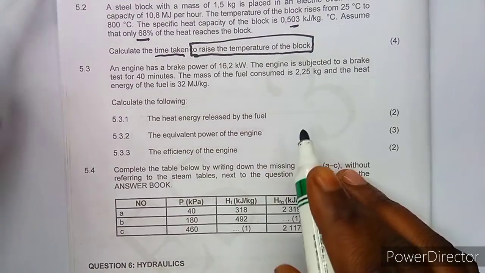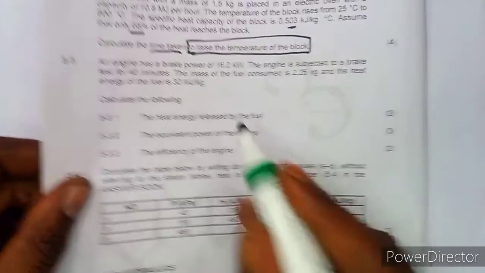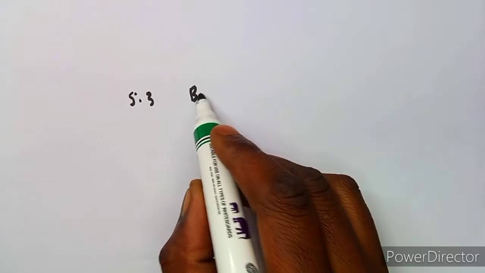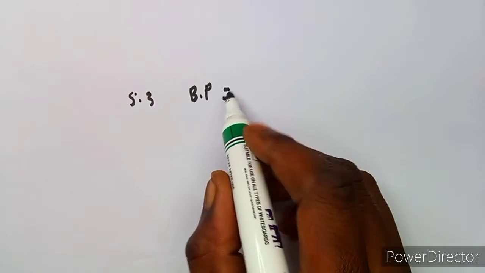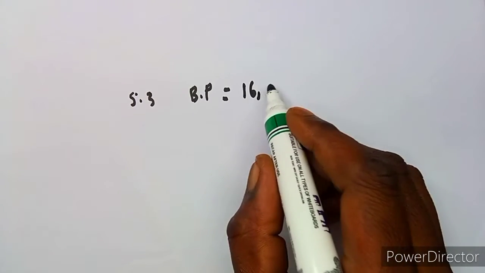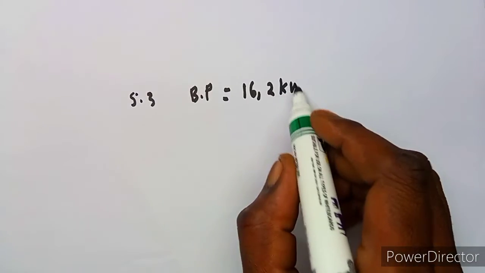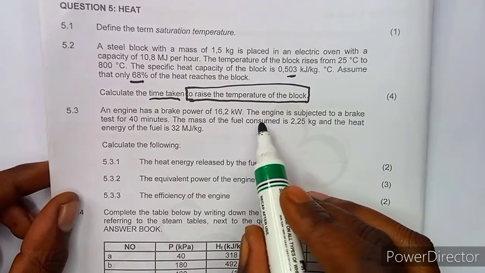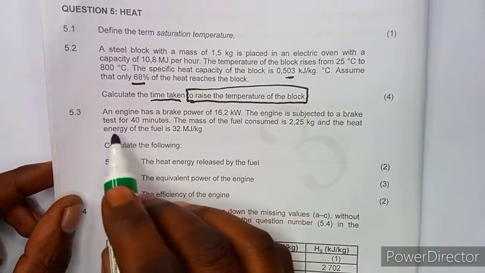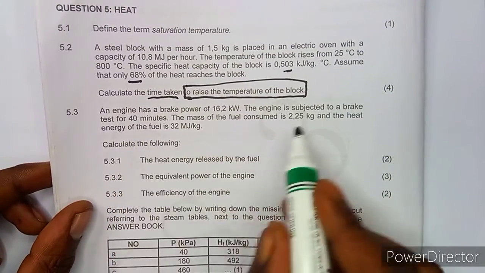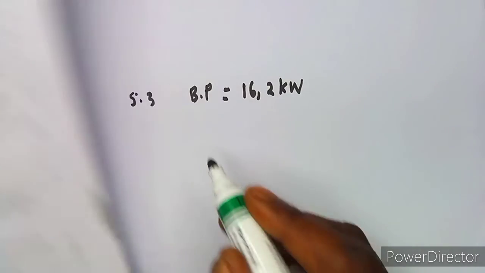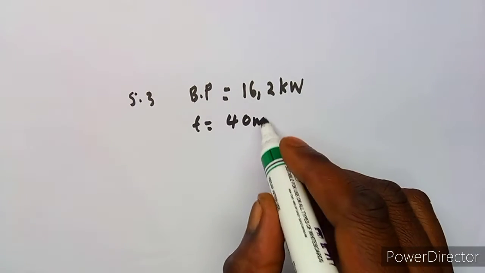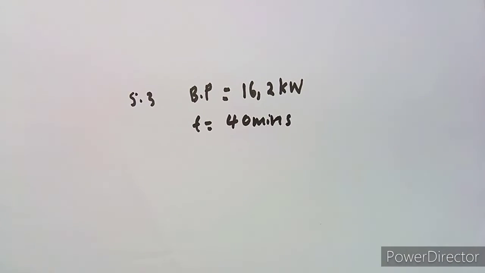All right, so let's take the information. The brake power, this is 5.3. So we are given the brake power. I'm just going to write it as BP, which is 16.2 kilowatts. All right, what else do I have? The engine is subjected to a brake test for 40 seconds, which is the time, 40 minutes actually, not seconds, but this is 40 minutes.